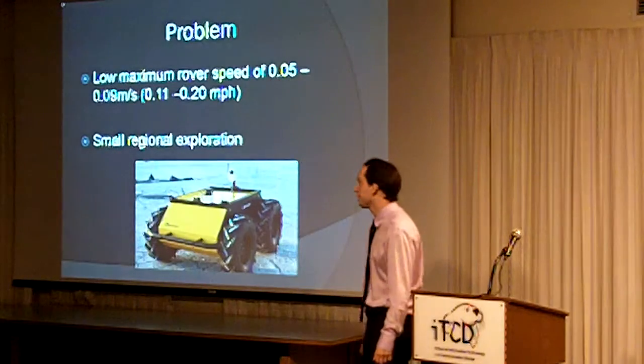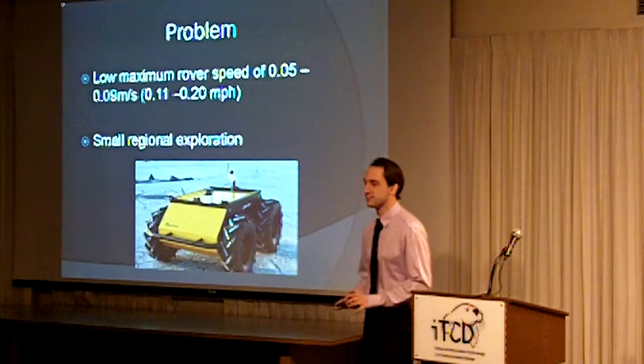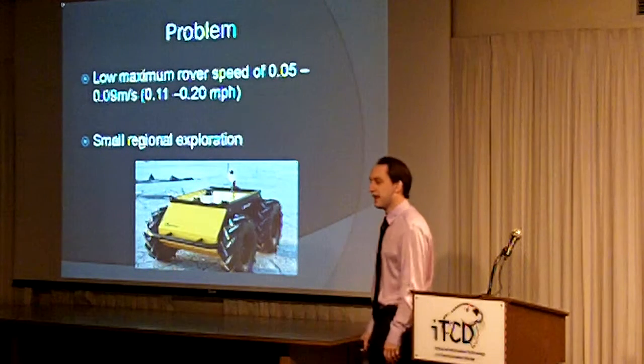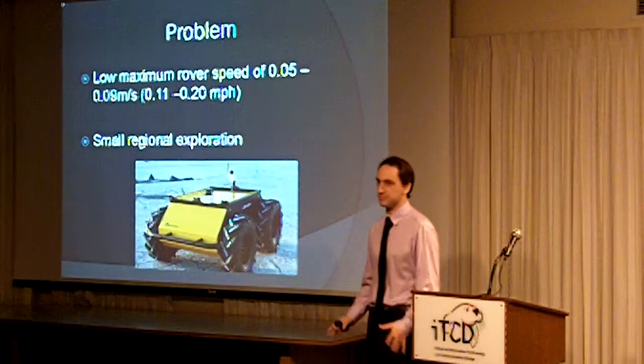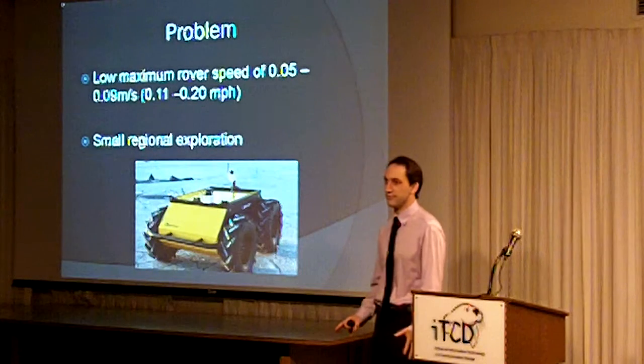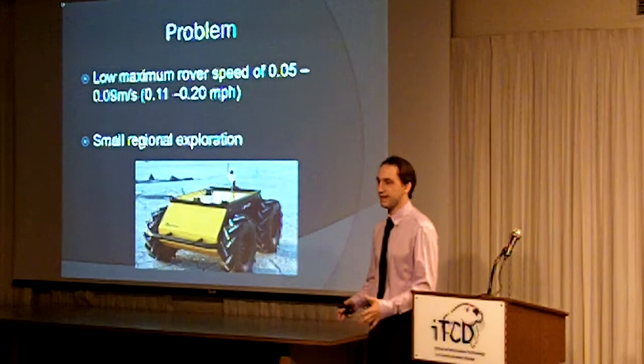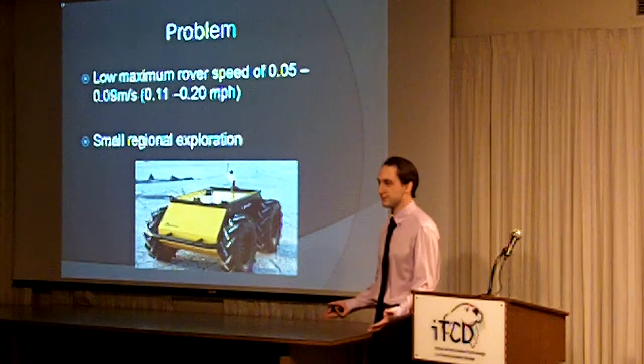So the problem that I'm trying to address is rovers that explore uncharted terrain that has never been touched by humans. They all move at a very slow speed. They only move about 0.1 to 0.2 miles per hour throughout the whole thing, and it takes a very long time to get any meaningful data because of how slow they move.